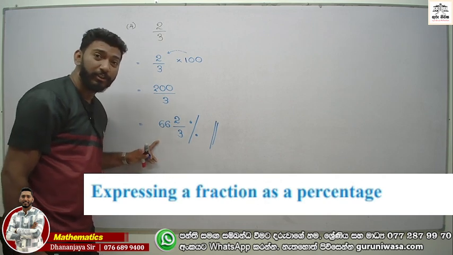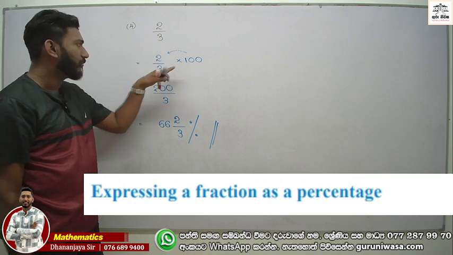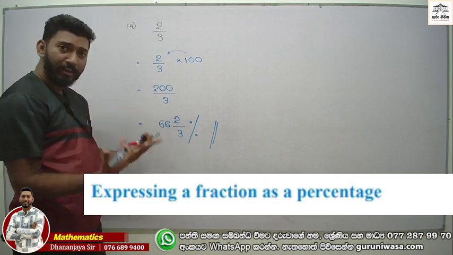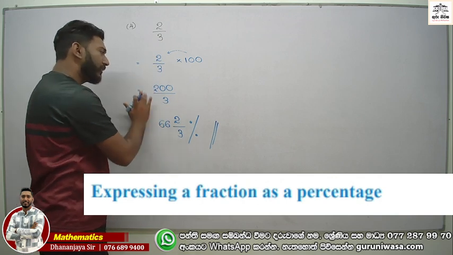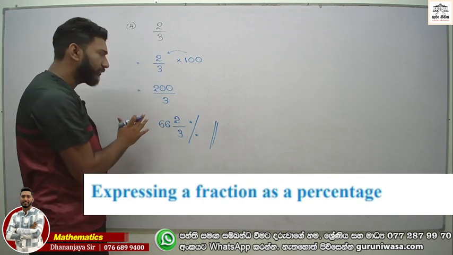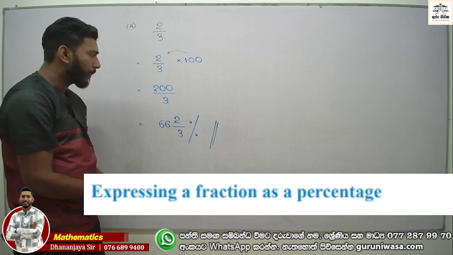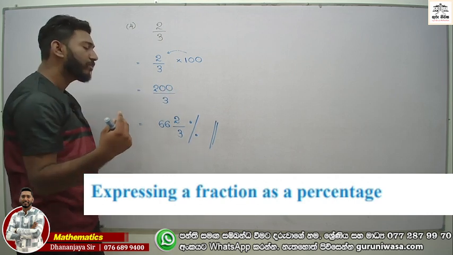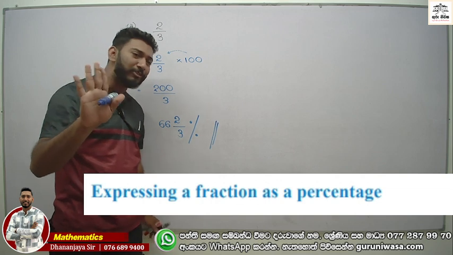Let me make a summary. The denominator does not simplify with the 100. Therefore, we cannot simplify. Therefore, I am going to multiply. 100 times 2 is 200. 200 divided by 3. This one is an improper fraction. We cannot leave it as the answer. Then we change it to a mixed number. 200 divided by 3 is 66, and we still have 2 remainder. Now, this is the final answer.